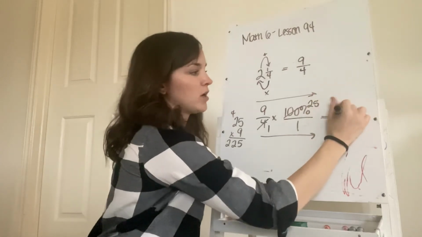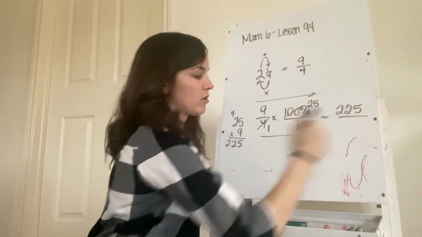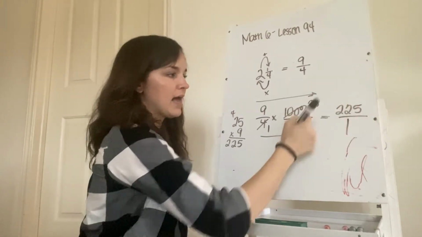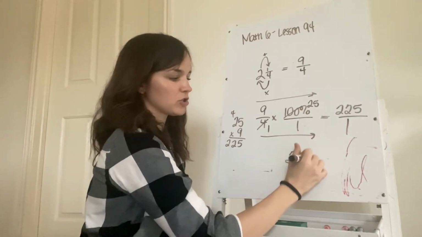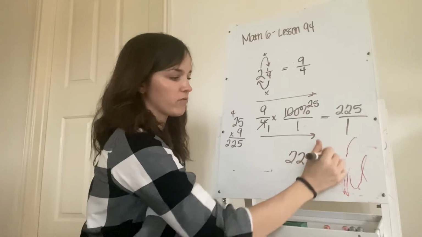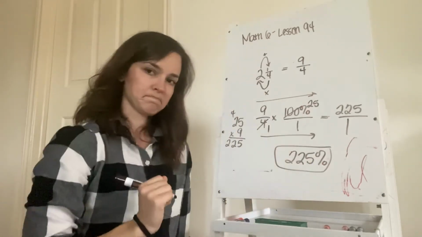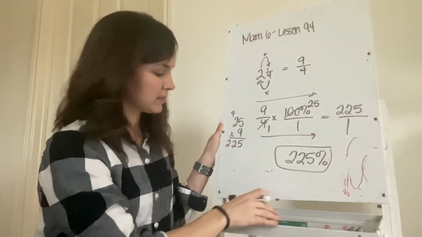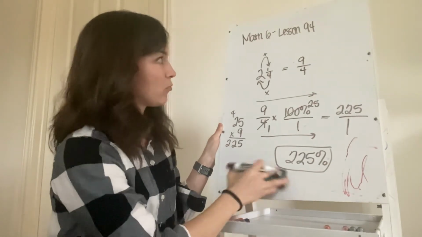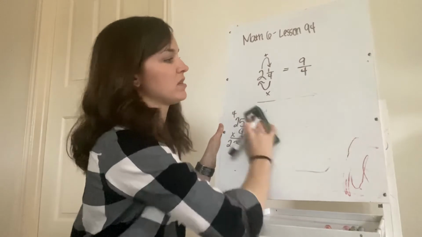So that would be 225 over 1. And we're in percentages now. 225 divided by 1 is still just 225%. Okay? Let's look at one more example. You guys are doing great. We are almost done with this lesson.